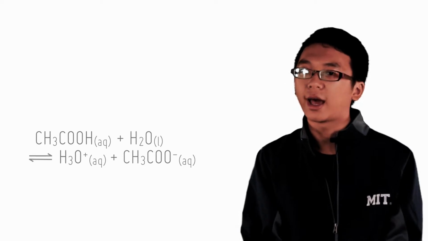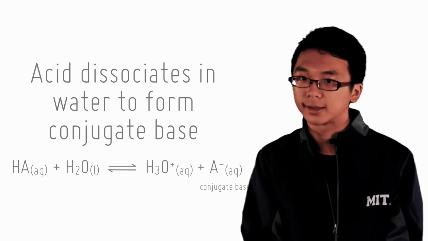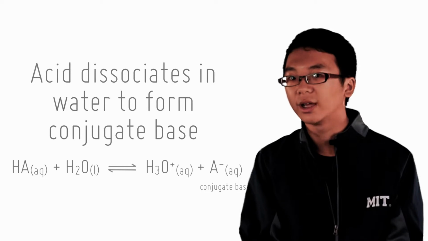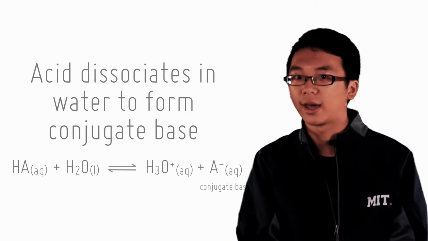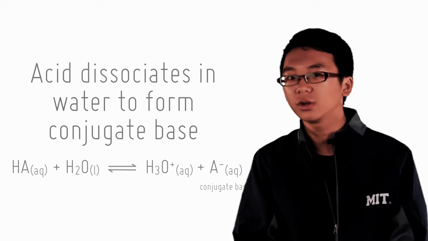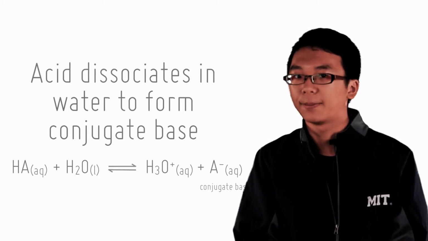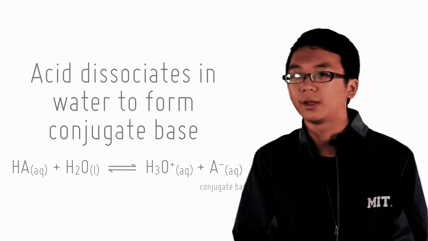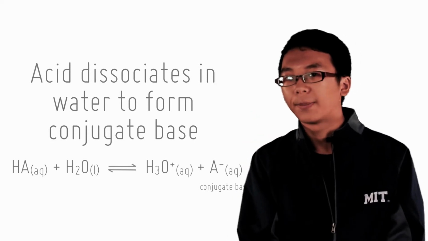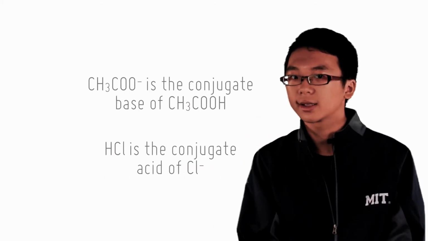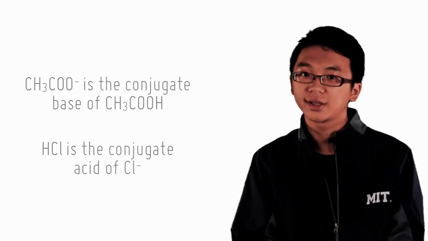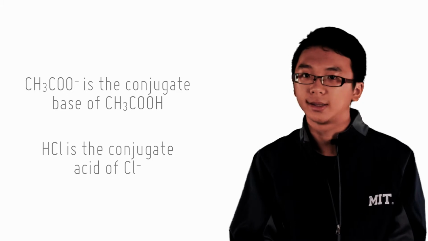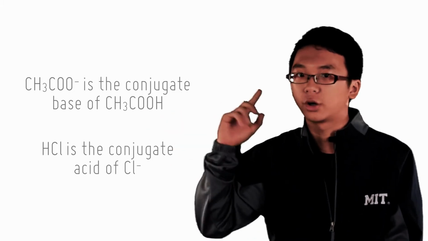Isn't it interesting how an acid can dissociate in water to form a base? This pair has a unique relationship, and so we say that ethanoate is the conjugate base of ethanoic acid. The formal definition of acid-base conjugates is an acid and base pair that differ only in the presence of one proton. By the same definition, Cl- is a conjugate base of HCl. If we looked at it the other way around, then HCl is the conjugate acid of base Cl-. It depends on which way you draw your reaction.